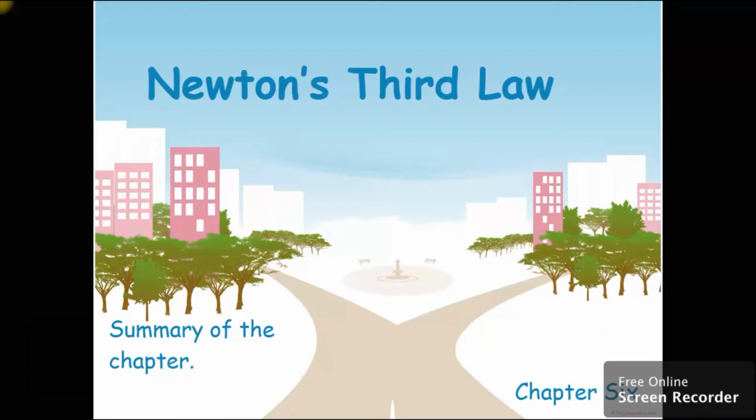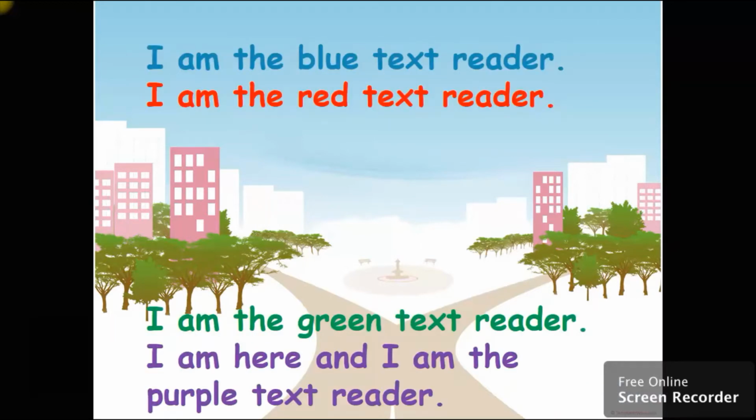Hello, wonderful people. So here we are in Newton's third law, chapter 6. This is a review before we jump into chapter 7, momentum. Newton's third law is that forces come in pairs, and the pair of forces are always equal and opposite in direction. I am the blue, red, green, purple text reader.